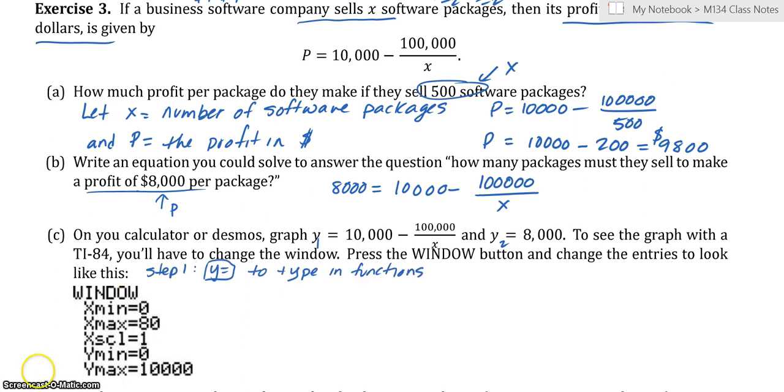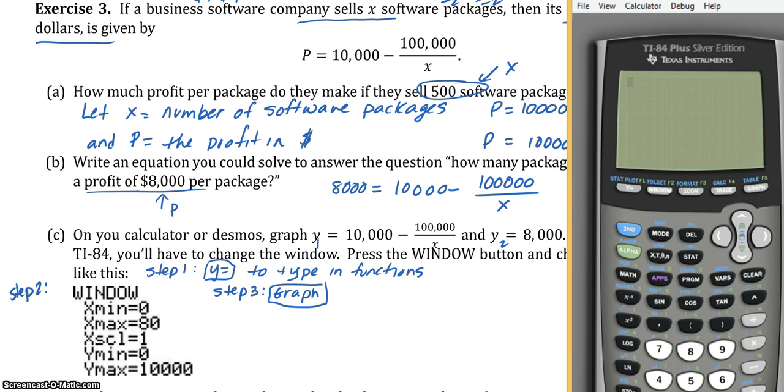Step 2, we do have large numbers here. So luckily they gave us the window. We'll look at how to do that on our own later. And then step 3, if you remember, we're going to hit graph. So those are the steps. So let's do it together.